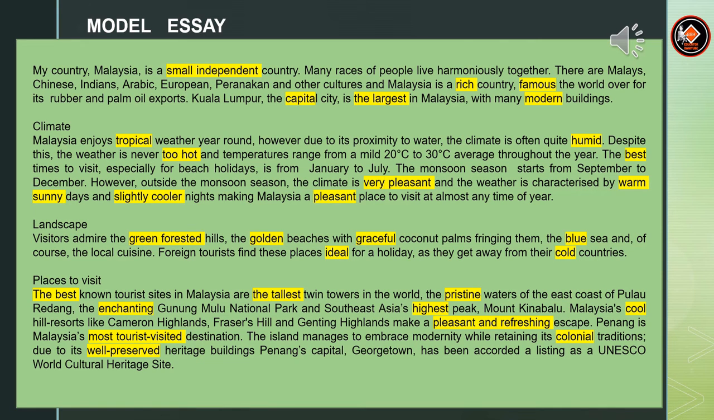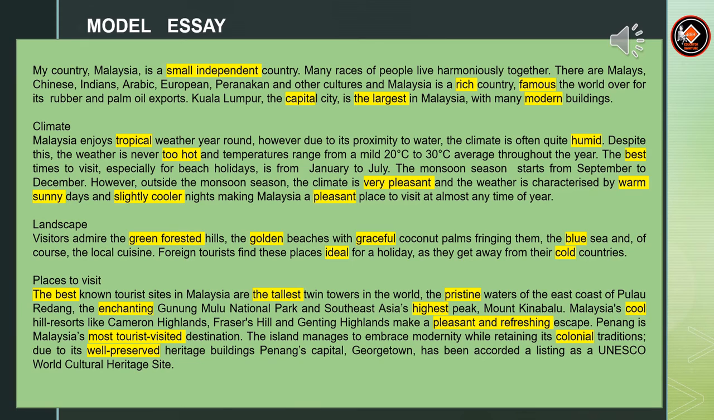My country, Malaysia, is a small independent country. Many races of people live harmoniously together. There are Malays, Chinese, Indians, Arabic, European, Peranakan and other cultures, and Malaysia is a rich country, famous the world over for its rubber and palm oil exports. Kuala Lumpur, the capital city, is the largest in Malaysia, with many modern buildings.